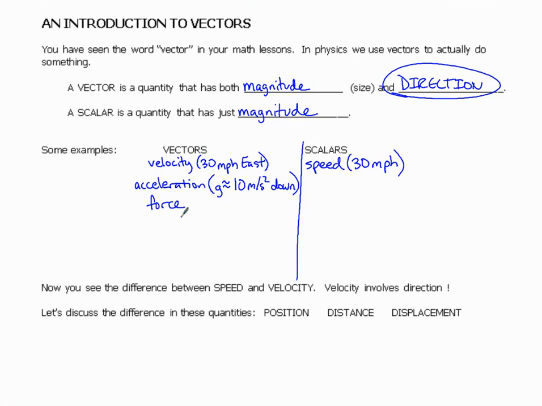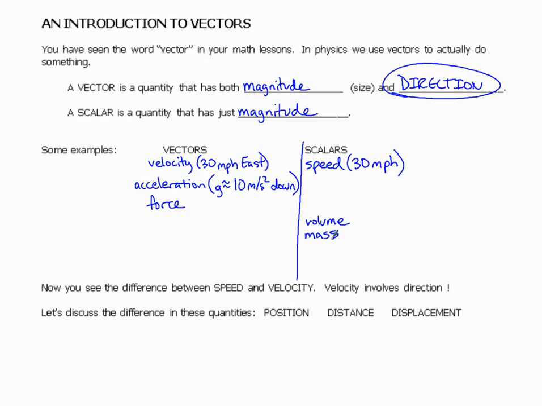Other possible scalars, we have things like volume. Volume has a size. Volume does not have a direction. It would make no sense for volume to have a direction. Mass is also a scalar. Mass is just a value with magnitude. There's no direction to mass.